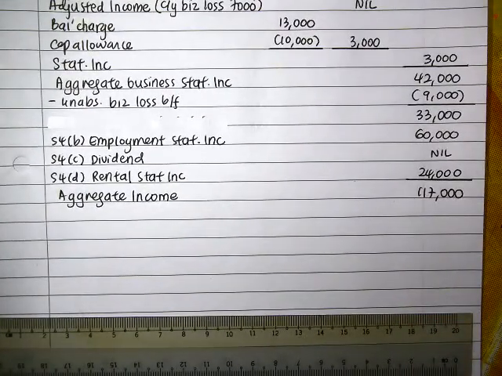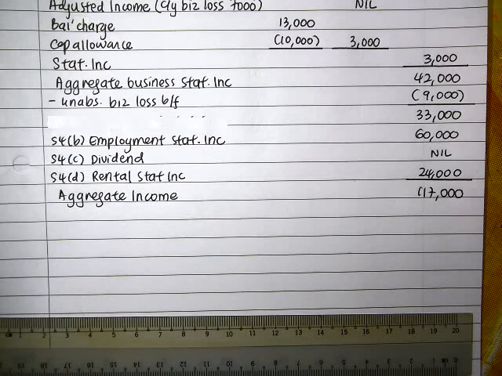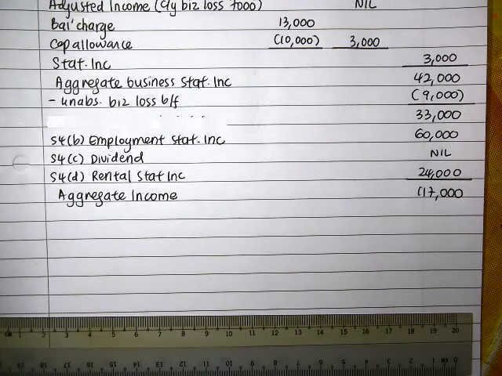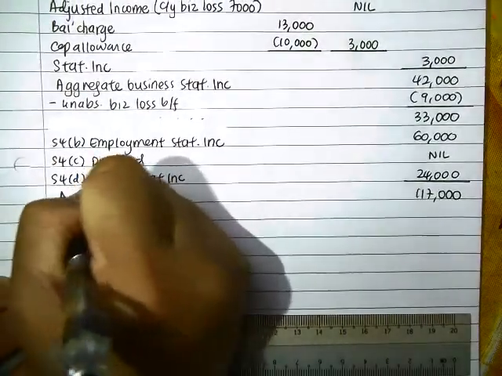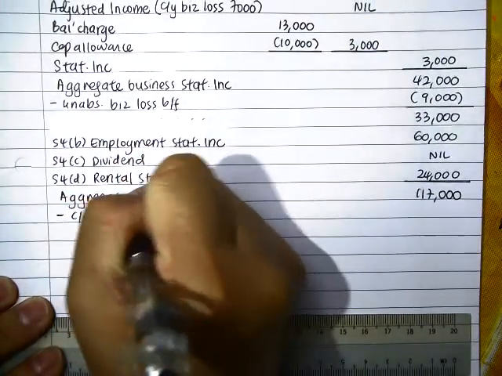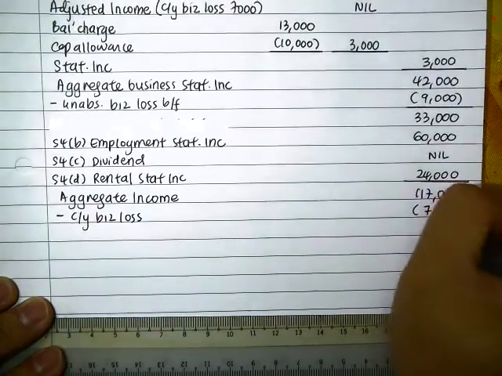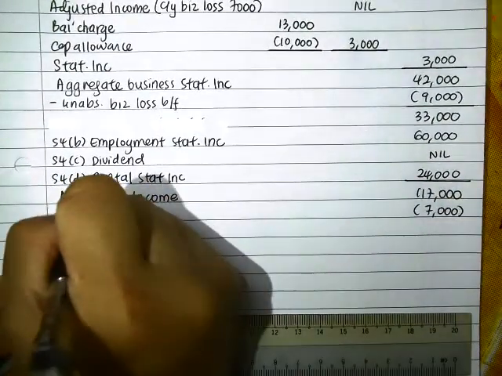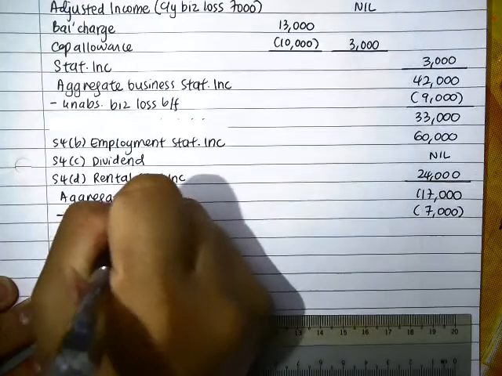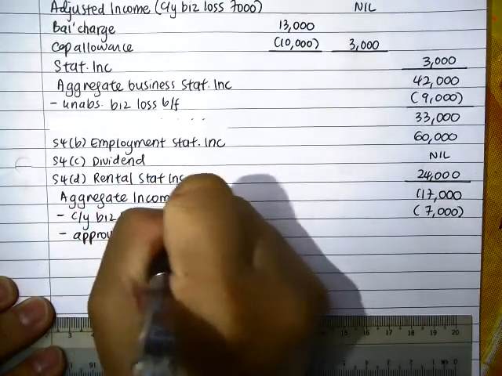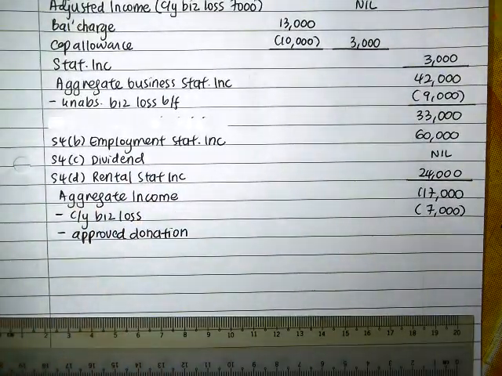So what do you do here? You minus two things, right? From aggregate you minus current year business loss. That's the first thing you got to minus. The current year business loss is 7,000. Then you minus approved donation. You have to follow this sequence because donation is not absorbed, it is a permanent loss, so you cannot carry forward.